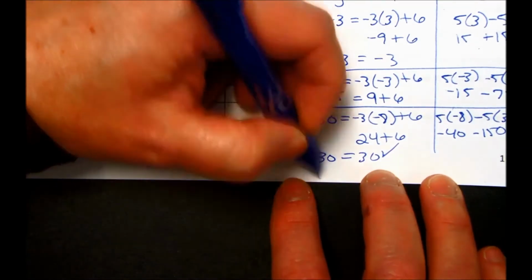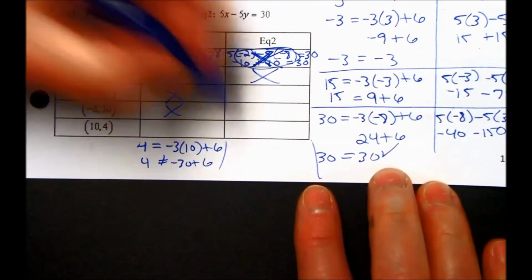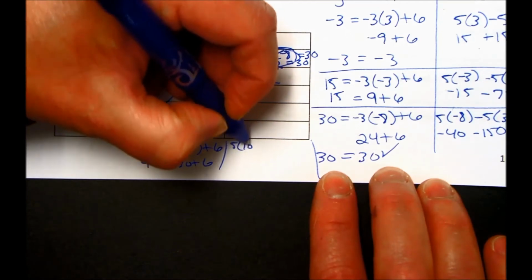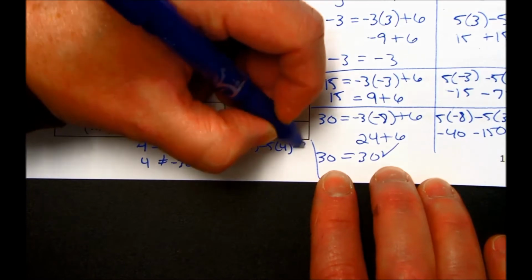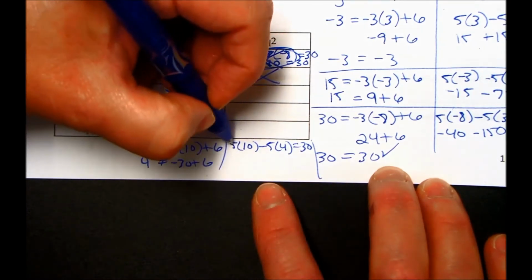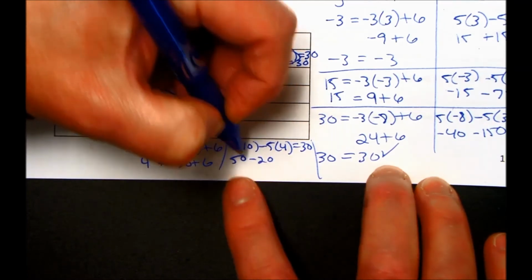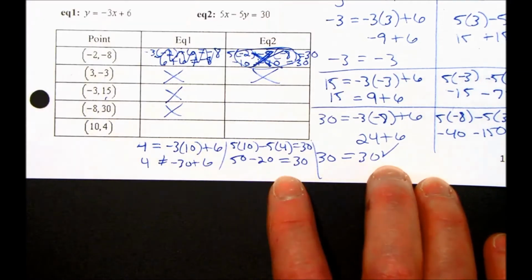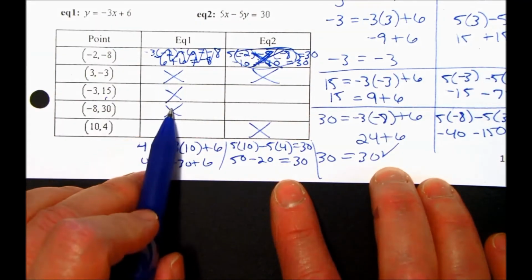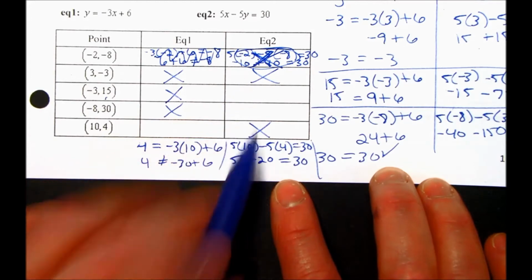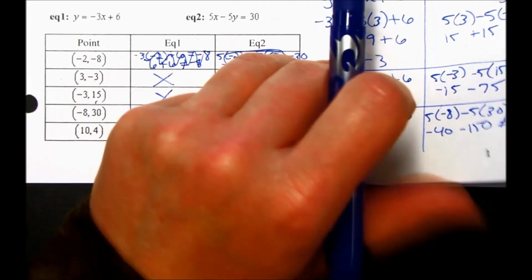If I try substituting it in my second equation, I put 10 in for x and 4 in for y. So 5 times 10 minus 5 times 4. Does that equal 30? Well, let's see. 5 times 10 is 50. 5 times 4 is 20. 50 minus 20 does equal 30. So that one is a solution for that one. So you've got 3 solutions for equation 1 and 3 solutions for equation 2, and 1 point that was a solution for both. All right, moving on to the second page now.